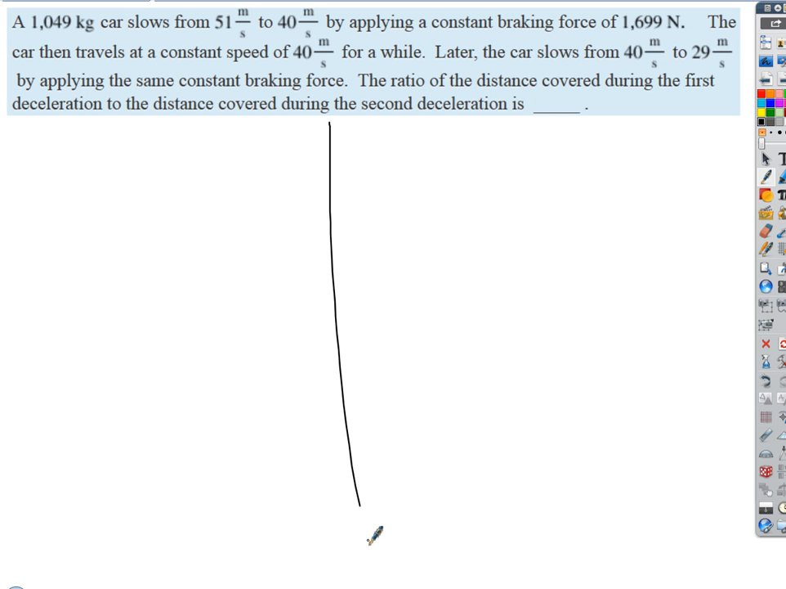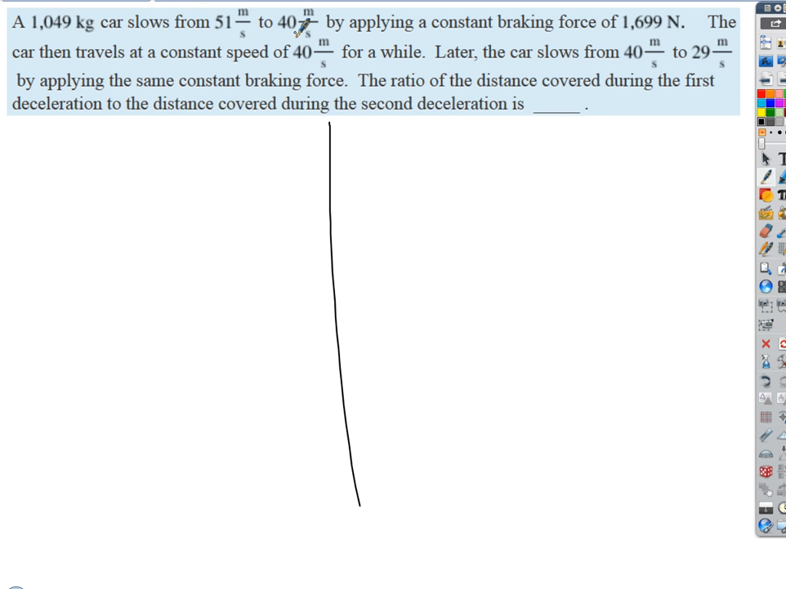Are we trying to find power at all? We don't need any power. Okay, so we don't need that. All we need to do is figure out the work, so then we can figure out the force. We already have the force, so then that would give us the distance. So the change in velocity is 11 meters per second. Okay, so we know that the velocity's changing, right?